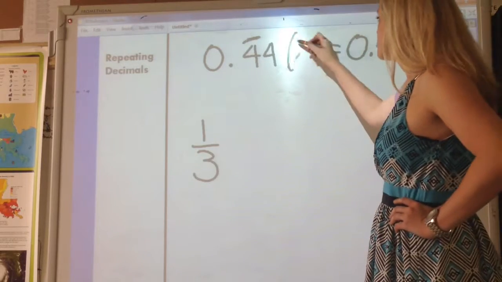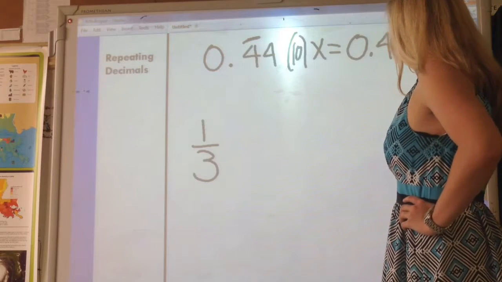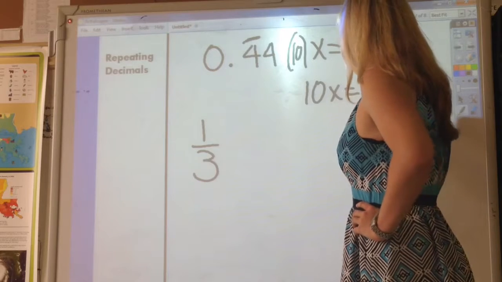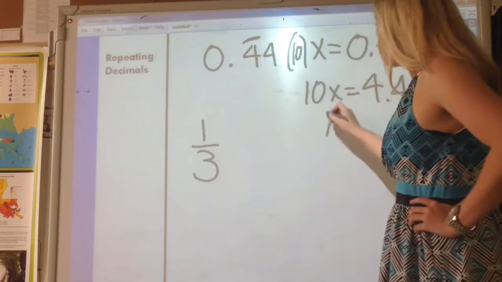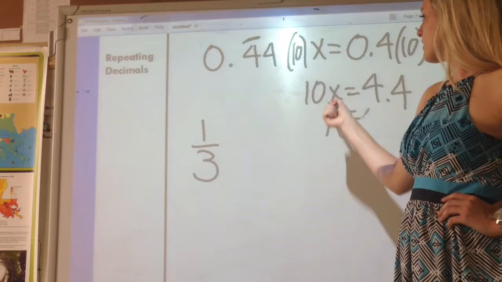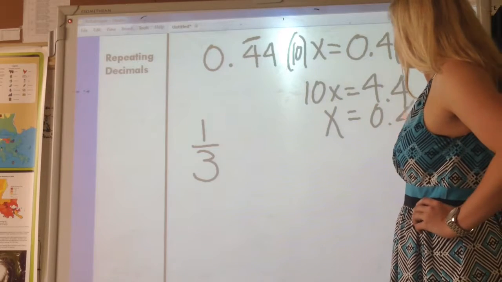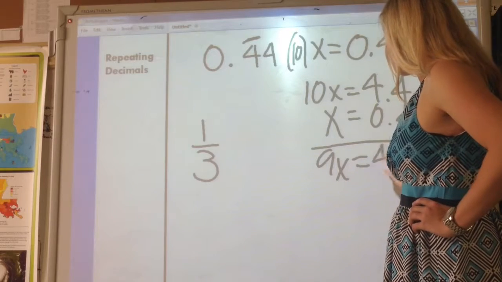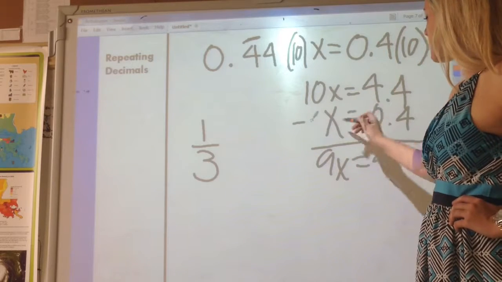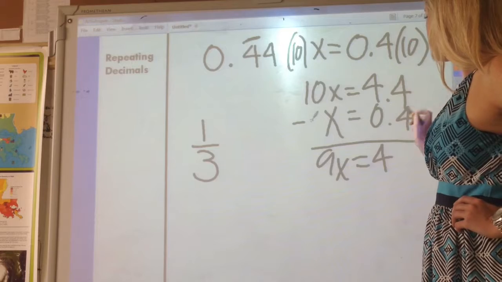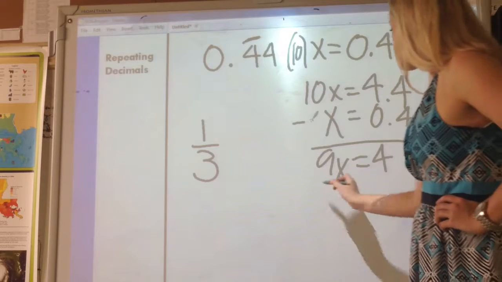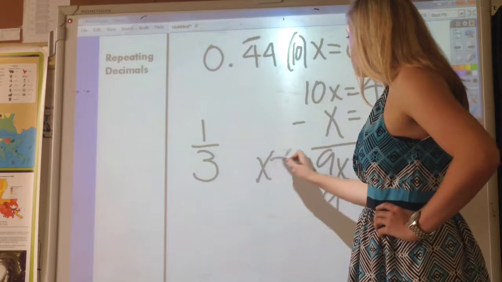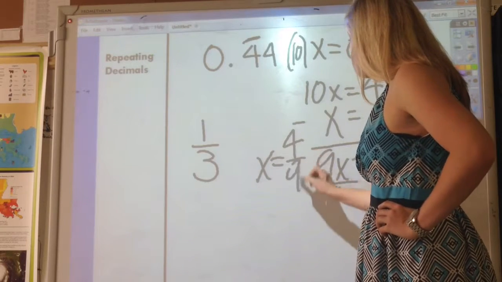All right, my next step is I need a new equation. So I have to multiply both sides by 10. And that brings me to 10x equals 4.4. And then I just subtract my old equation from my new equation. I come out with 9x equals 4 if I'm subtracting down. 10x minus x equals 9x. 4.4 minus 0.4 equals 4. I've got to divide by 9 to get x by itself. So the answer I'm coming out with is x equals 4/9.